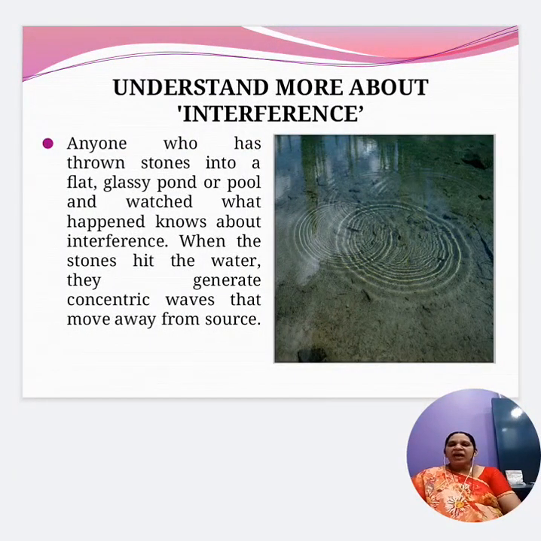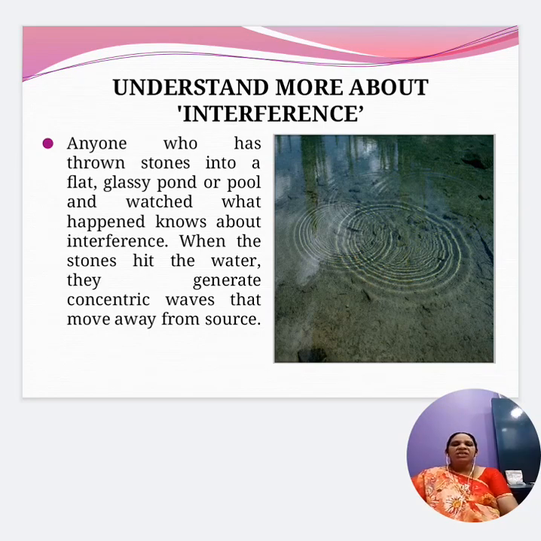Then, understanding more about interference. I would like to emphasize more about interference before studying about the interferometer. Anyone who has thrown stones into a flat, glassy pond or pool and watched what happened knows about interference. You will observe the interference.